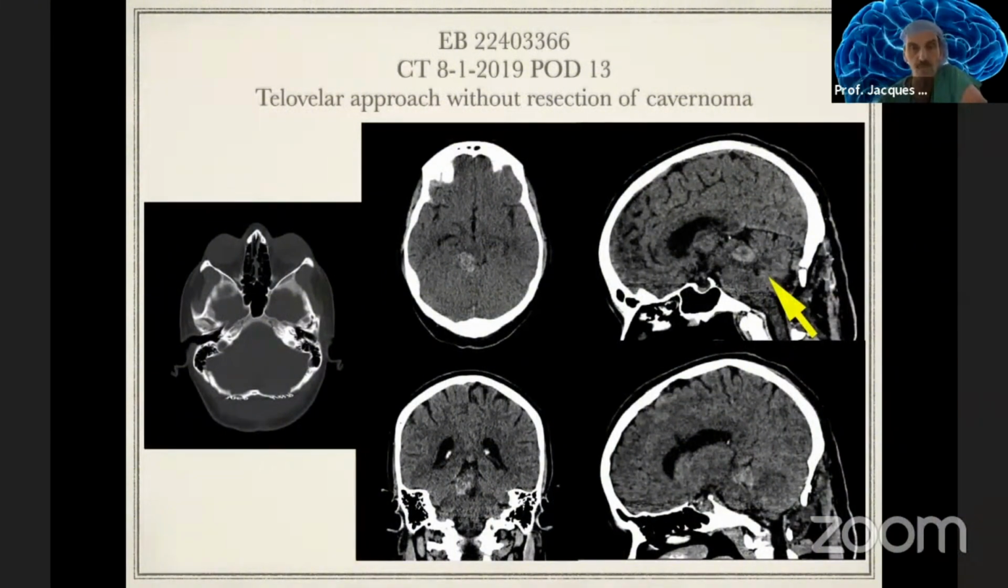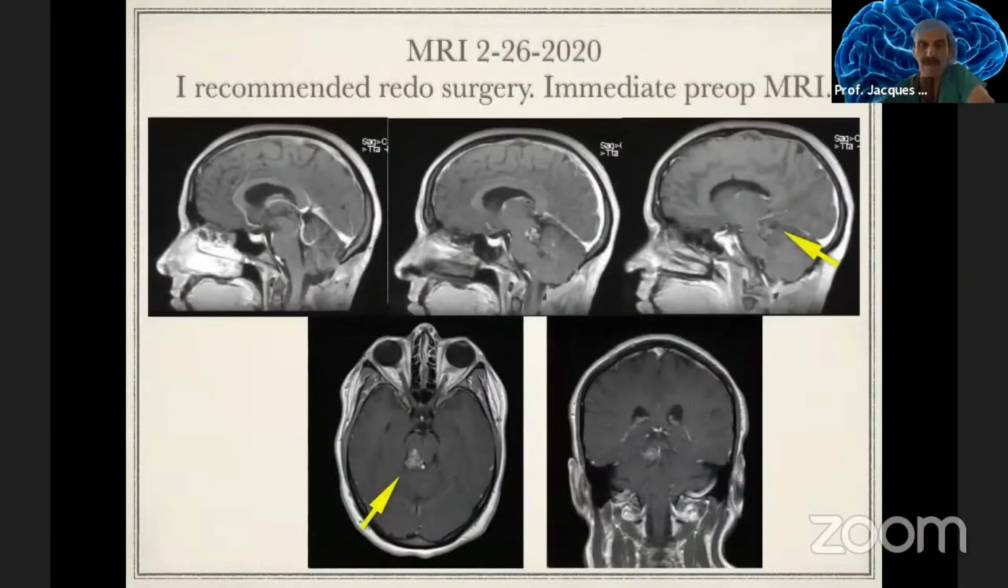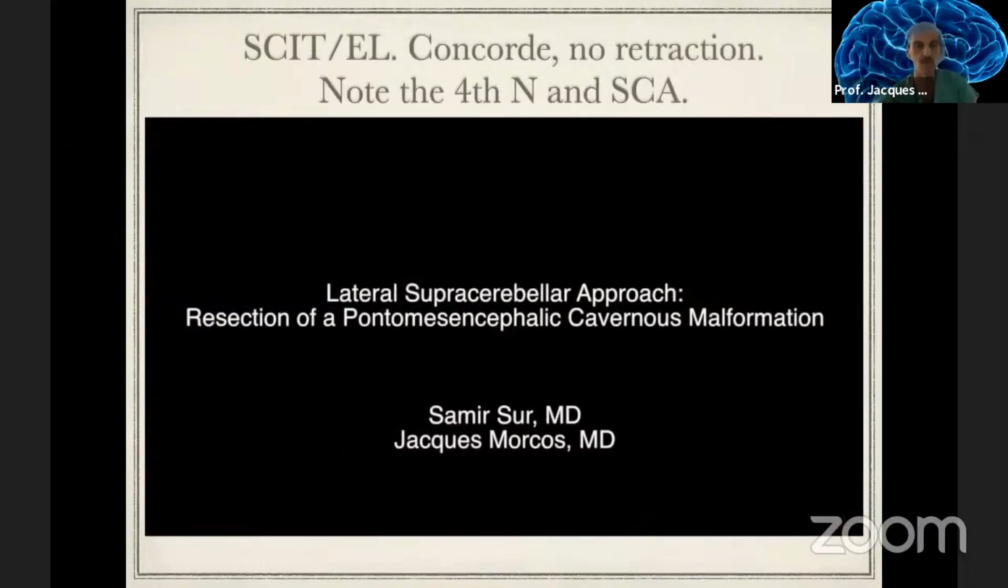So then, of course, the best approach, you can see a very nice view of the DVA. The best approach is really supracerebellar infratentorial. And you can see why with the yellow arrow. And I'll show you the view.